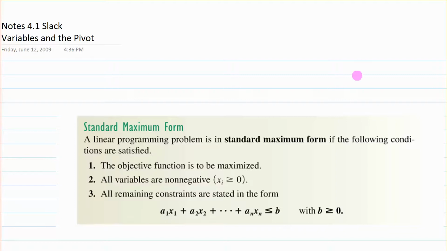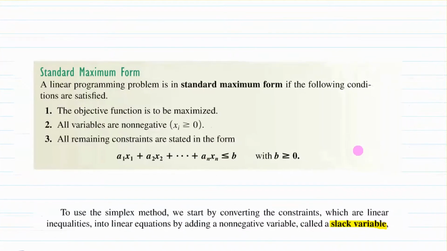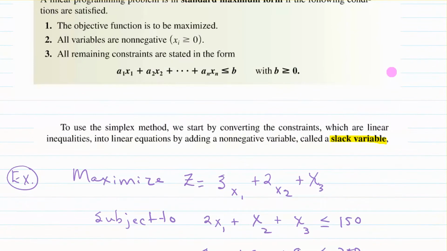In the standard maximum form, if it's in standard form, if the following conditions are satisfied: the objective function is to be maximized, all variables are non-negative, and all remaining constraints are stated in this form. Now, don't worry about that. Let's talk about what we're going to do. To use the simplex method, we start by changing the constraints, which are linear inequalities, into linear equations by adding a non-negative variable called a slack variable.